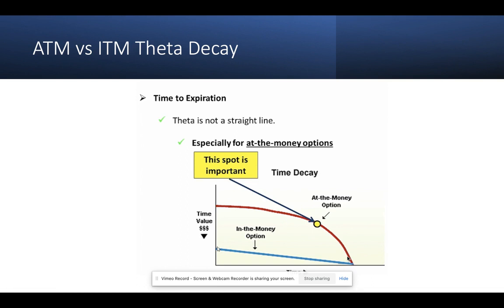So it's very difficult, and this is showing you that in the money options don't really have much. They have a linear theta decay, because in the money options are primarily composed of intrinsic value, and intrinsic value doesn't really have decay. Only extrinsic value does. So this is a good diagram.